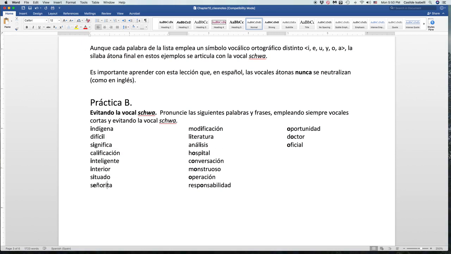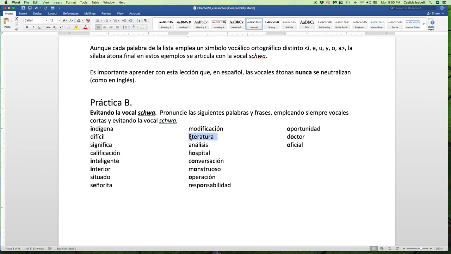Señorita. I think we do. In Spanish, it's señorita. Here's a biggie. Modification. In Spanish, modificación. Stretch those lips so that you're showing your teeth. Overdo it, exaggerate it, and the sound will come out nice.